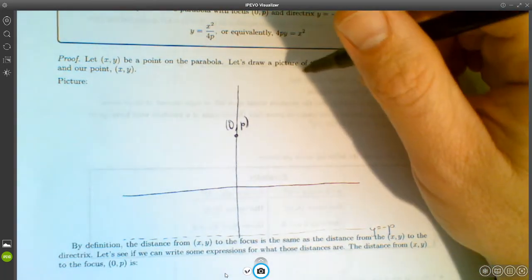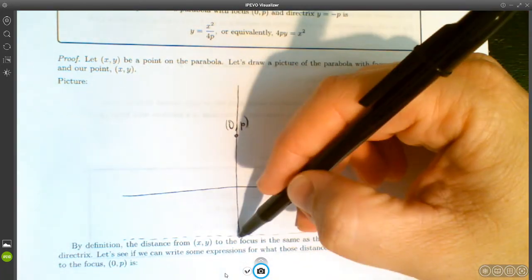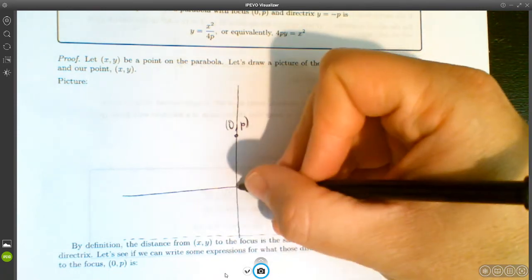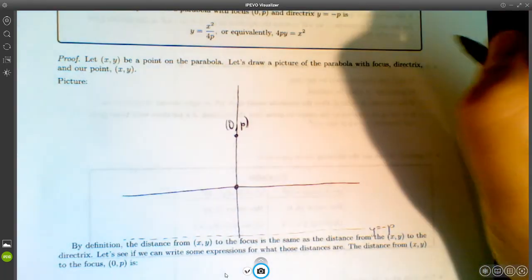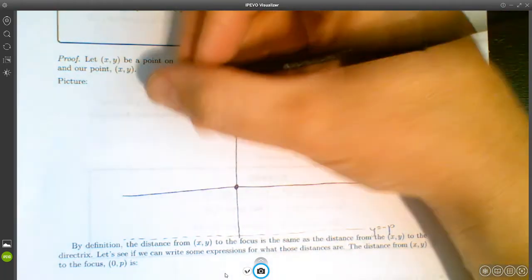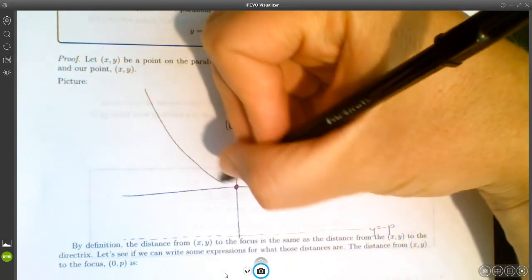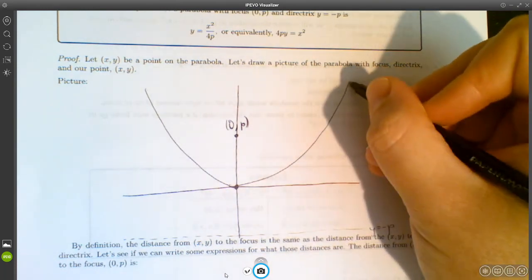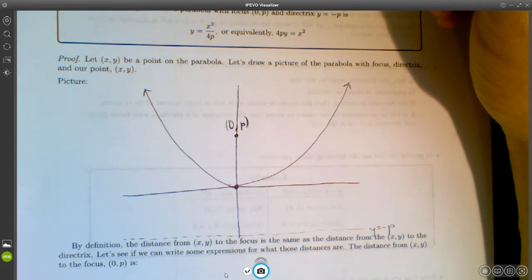So we want to draw the points that are equally distant from the focus and the directrix. For one thing, I know that from here to here is p units, and from here to here is p units. That means the point (0, 0) has got to be on my parabola, and the rest of the points are going to be parabolic in nature. So it's going to look kind of like this. This is our parabola.